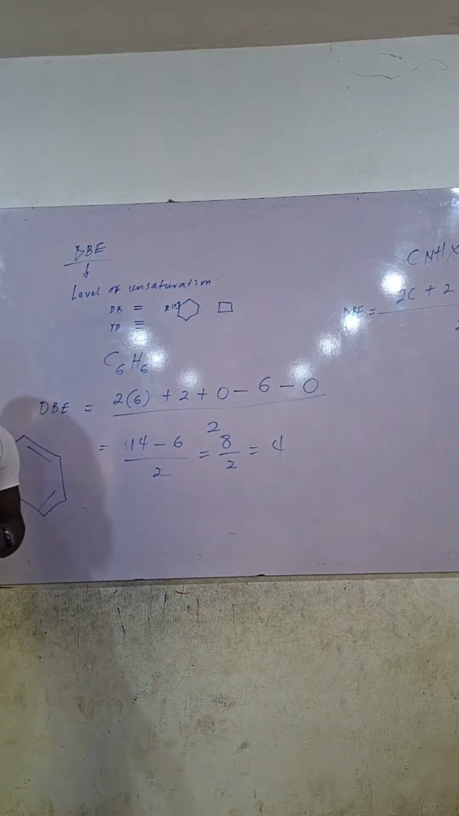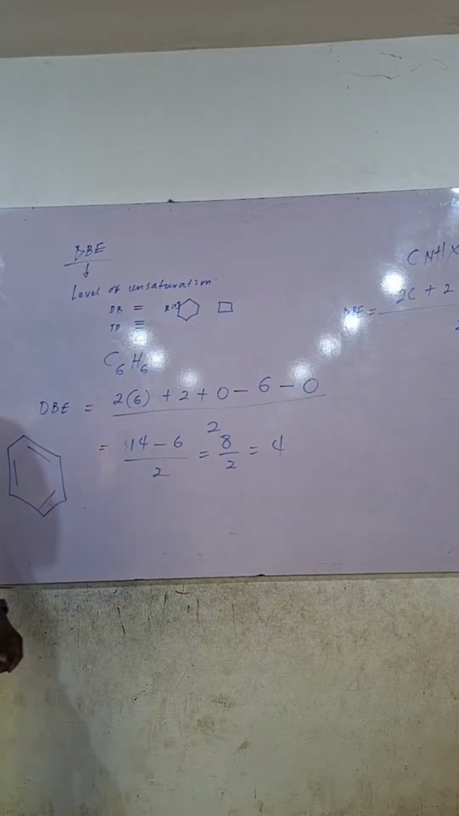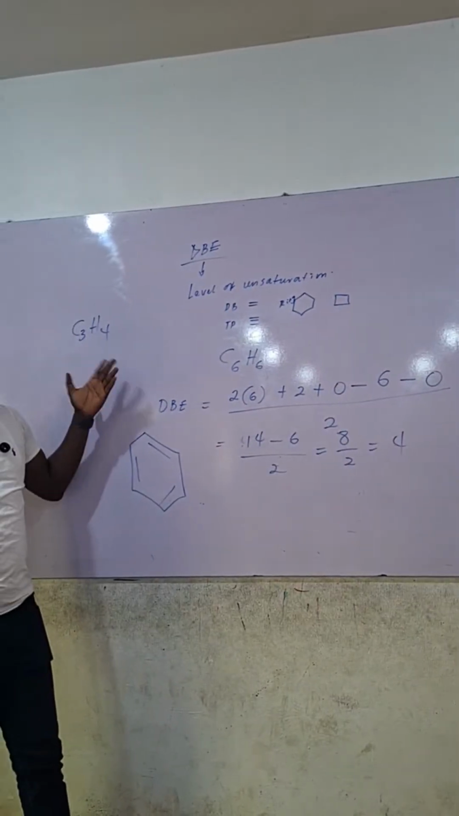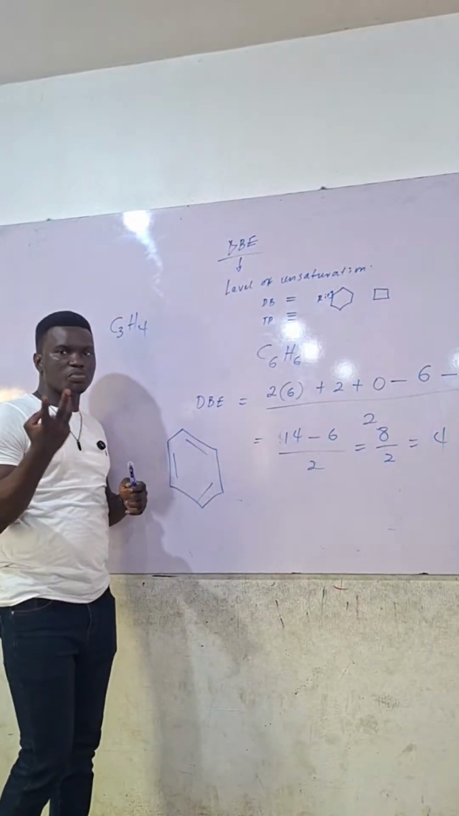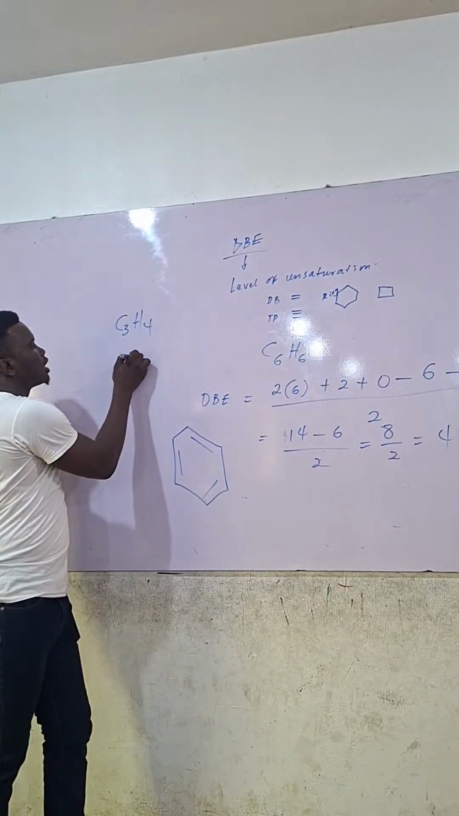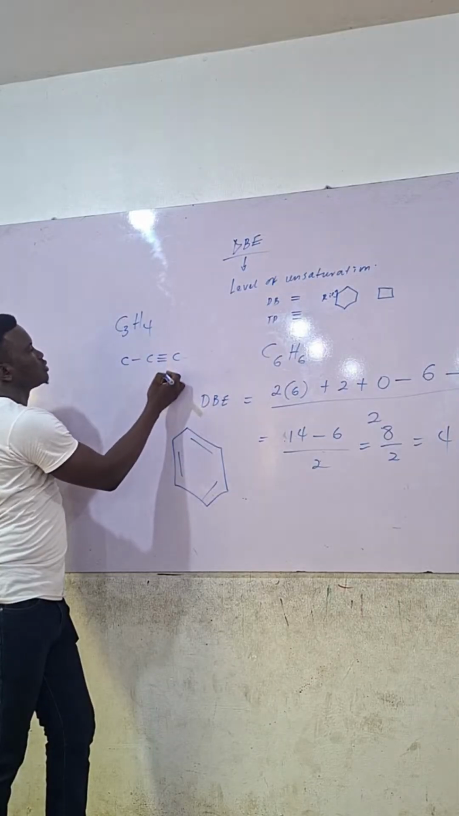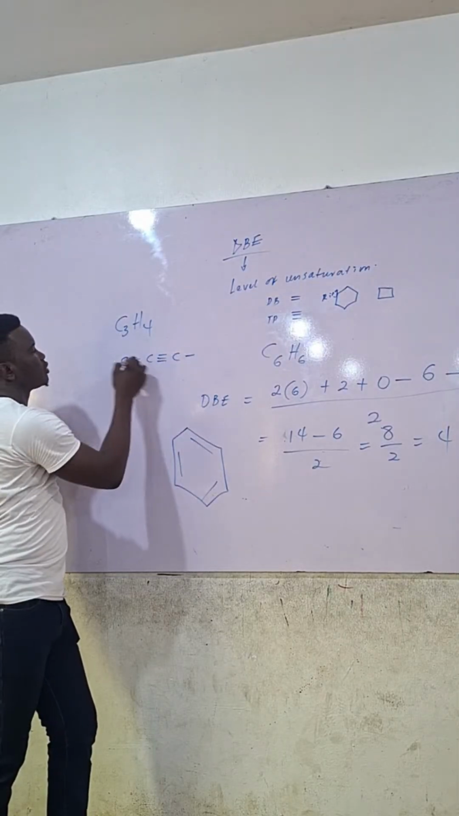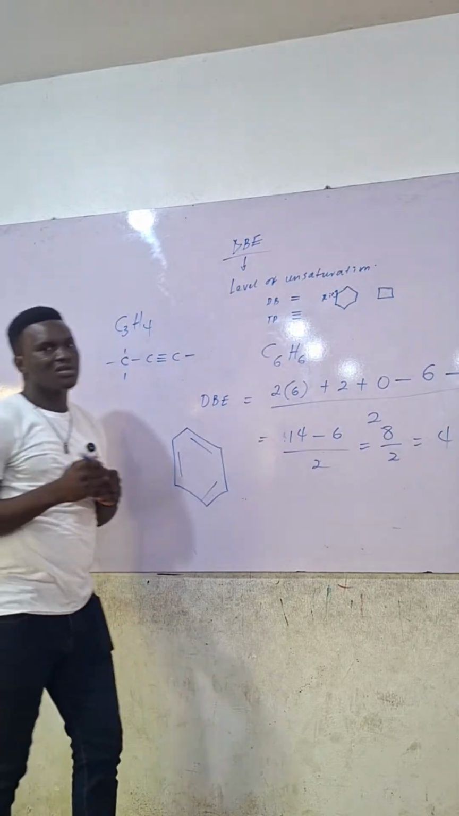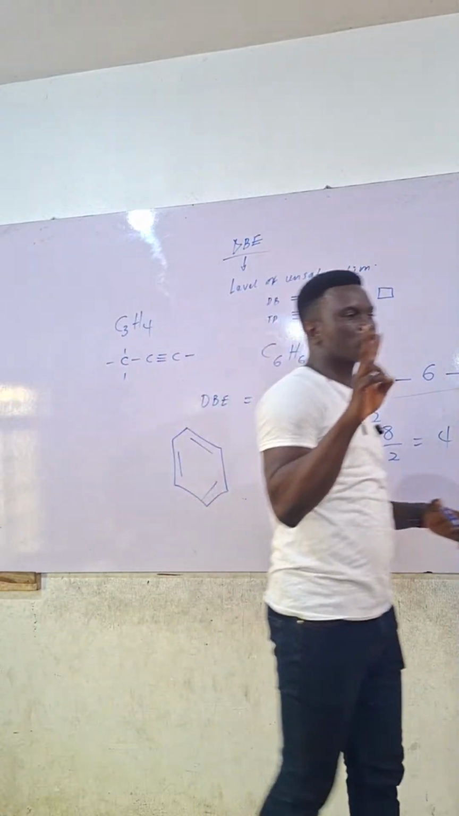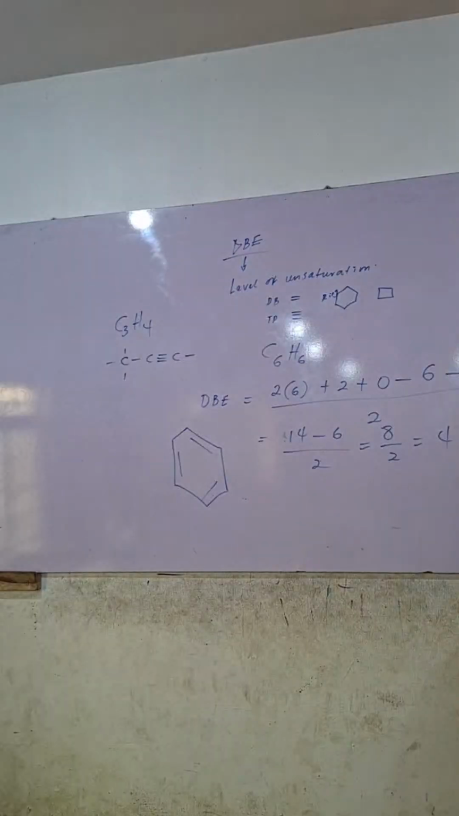Have you done it? What's the answer? 2. That's why a triple bond always counts as 2. C3H4. So a triple bond always counts as 2. That means it is like 2 double bonds merged together.